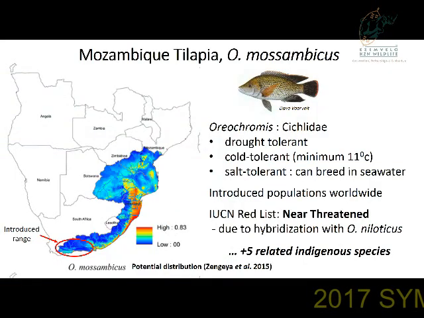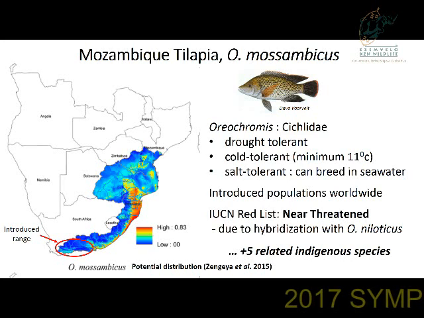So here's the local, Mozambique tilapia. I should apologise, I've left my voice somewhere on the high veld a couple of days ago, so you'll have to bear with me. Okay, so Mozambique tilapia is indigenous to coastal eastern South Africa. This is a predictive model of the distribution. It doesn't match exactly to where it is, but it's pretty good overall.